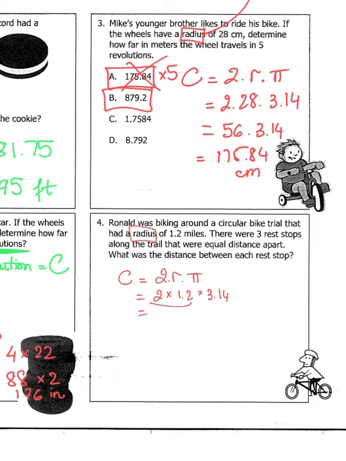Double 1.2, which is 2.4, times 3.14. I got 7.536. There were 3 rest stops along the trail that were equal distance apart. So I would multiply with 3. That gives me 22.608.